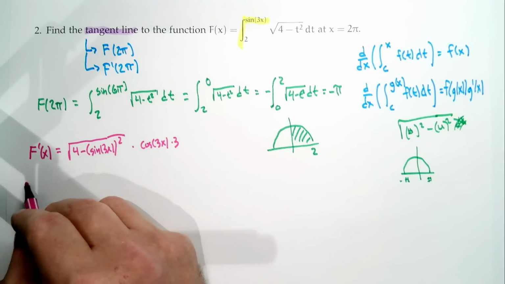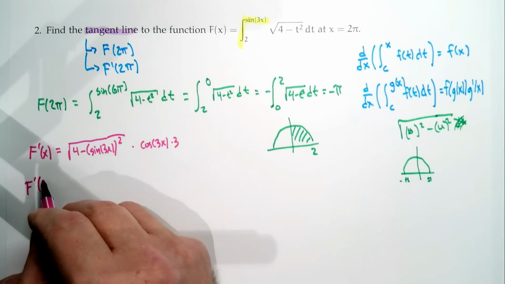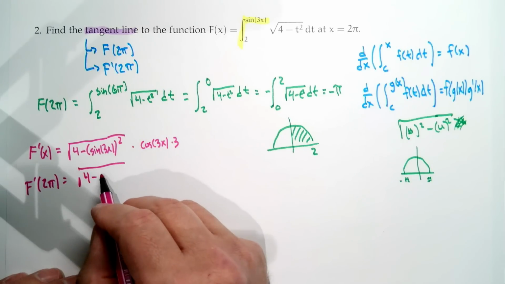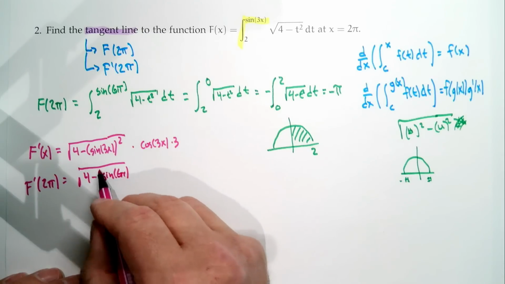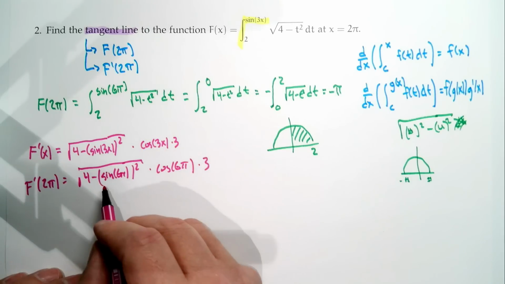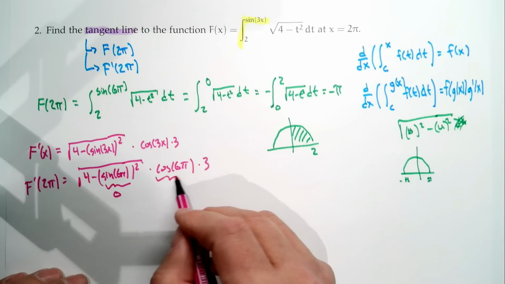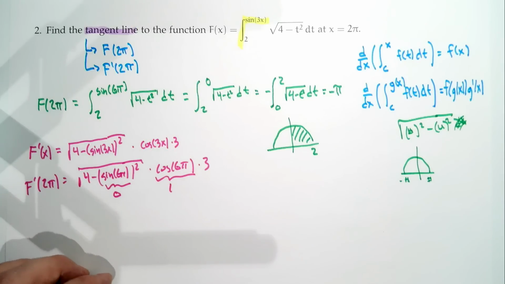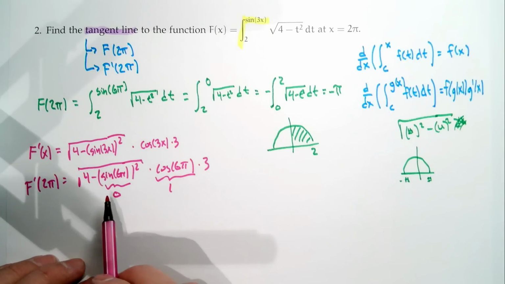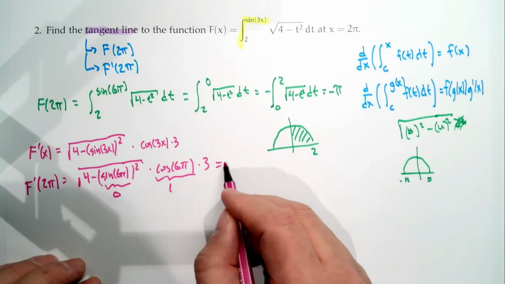So we plug in 2 pi. f prime of 2 pi is the square root of 4 minus sine of 6 pi squared, times cosine of 6 pi times 3. Well, sine of 6 pi is 0. Cosine of 6 pi is 1. In case you're wondering how to get that, 6 pi is going 3 times around the circle, but you stop where you started, at the point (1, 0). And 3, by the way, is still 3. So what do we have? The square root of 4, which is 2, times 1 times 3, which is 6.